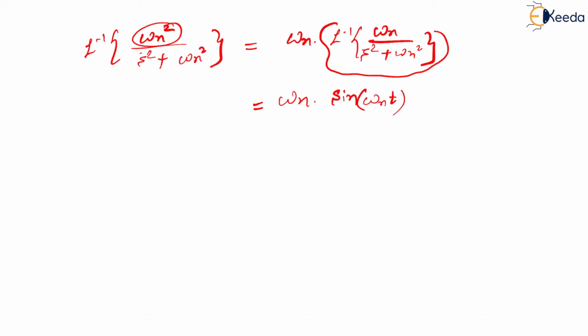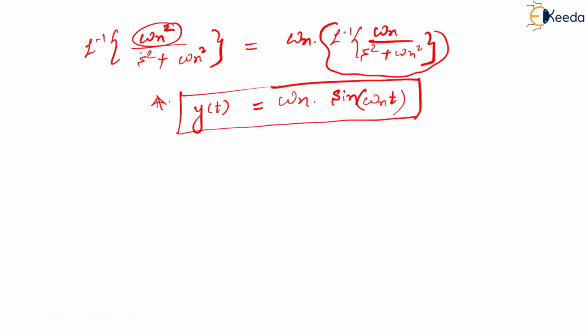So what is your response? Your response y of t, which is there in time domain, your impulse response, is going to be this one. So this is going to be your unit impulse response when your zeta is equal to 0. Correct? Now, if you check out, is there any transient term? No. First of all, what do we mean by transient term, sir? Transient term means a term which will become 0 when t tends to infinity.